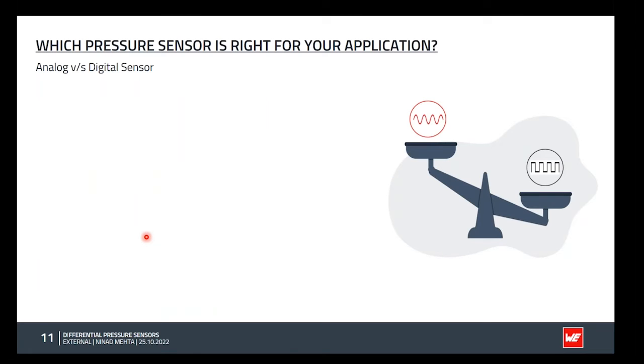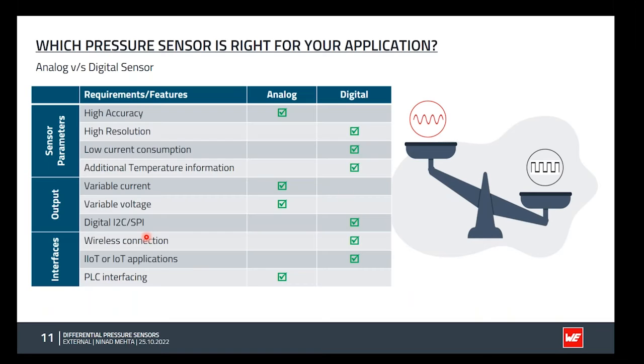Then we can also compare different output based sensors. Usually the integrated pressure sensors have analog or digital output, and it is important to see what kind of application I'm going to use these sensors for, and based on that I can choose the output, whether I need a digital output or an analog output.